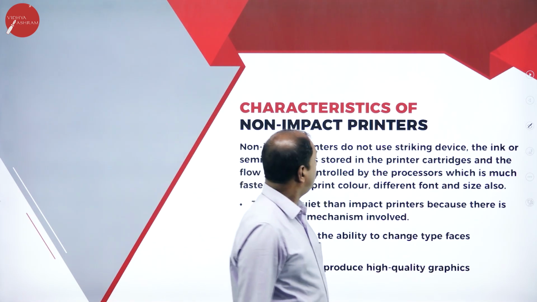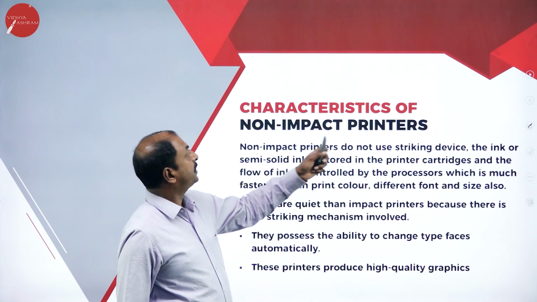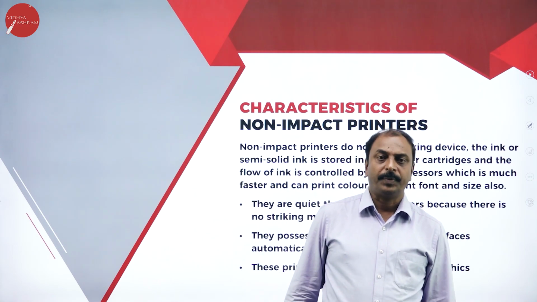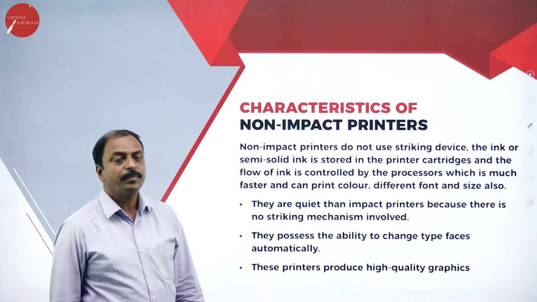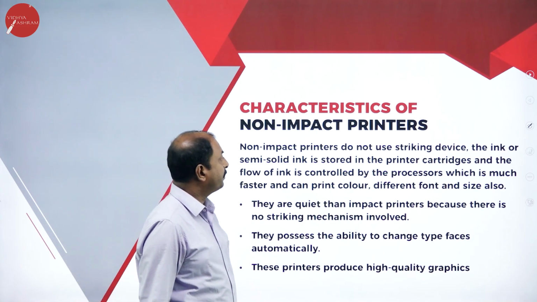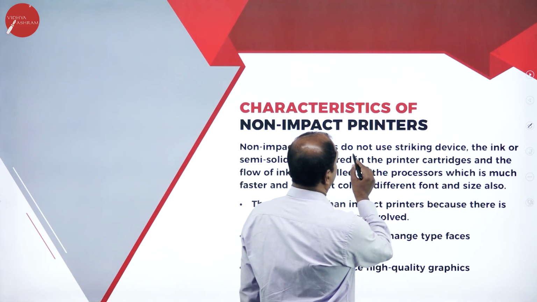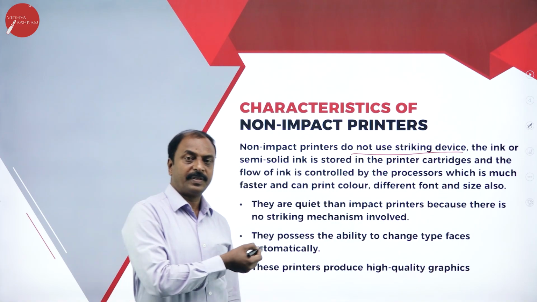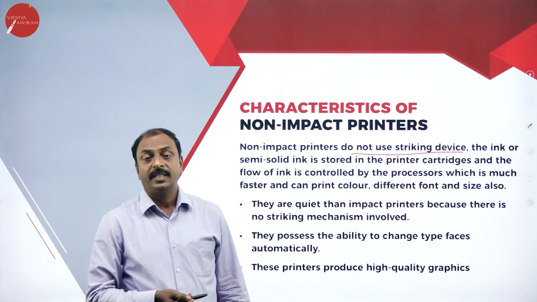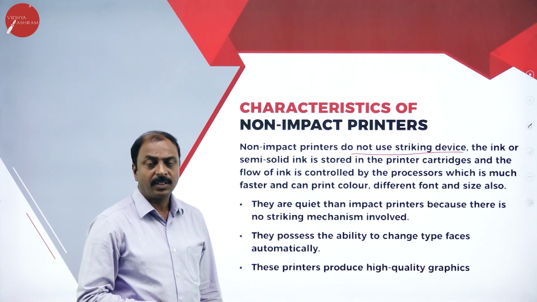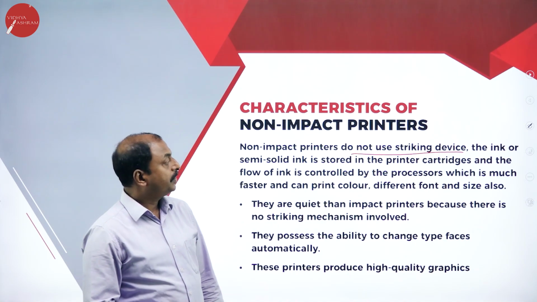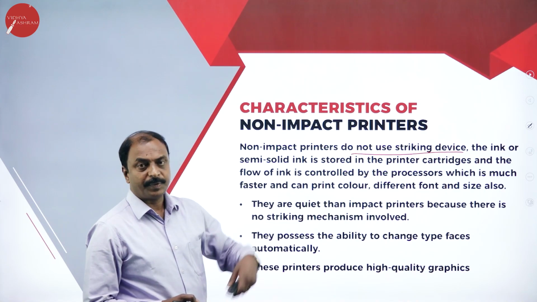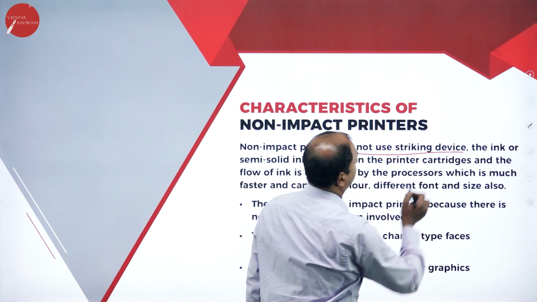Now let us move on to the next one, that is characteristics of non-impact printers. This is another type of printer. So what are non-impact printers? Non-impact printers do not use striking devices. As we have seen in the previous slide, with the impact printer, there is a striking device or a printhead or a pin. It is going to hit or strike the ribbon. But in non-impact printers, we don't have these striking devices.